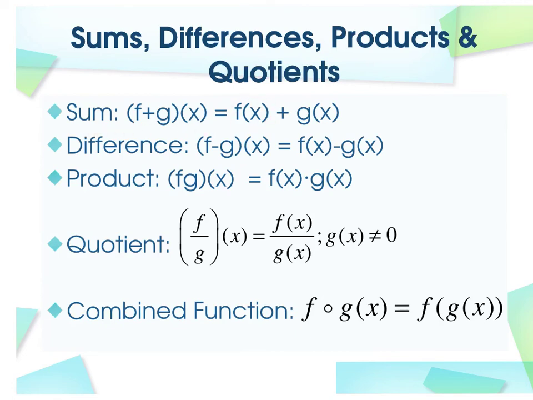I'm literally going to take f of x, add g of x to it. If I have the difference, I'm going to take f and g and combine them. I'm going to combine like terms, take the difference. When I'm multiplying, I may have to FOIL or distribute. And when I'm dividing, I have to consider that I cannot have 0 in the denominator. That's important. When we're doing composite functions, we're literally going to plug in g into f or f into g.